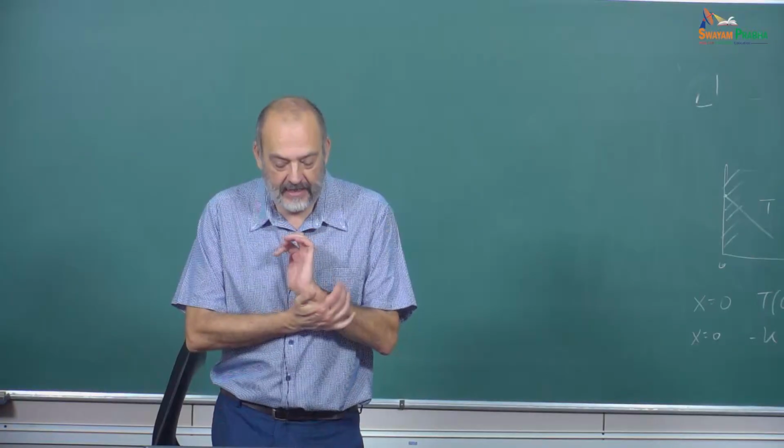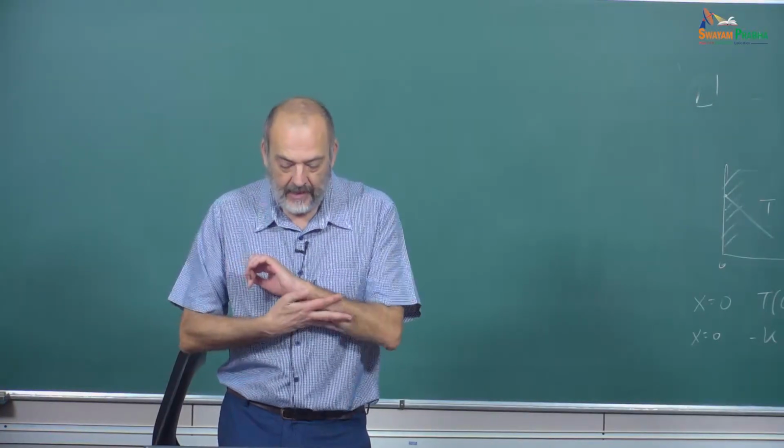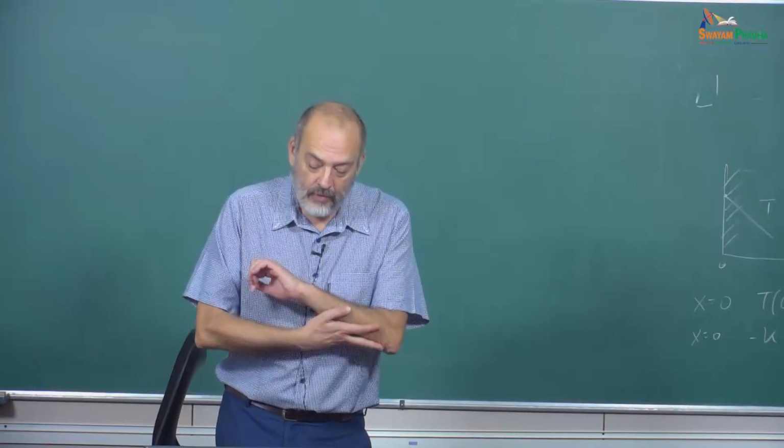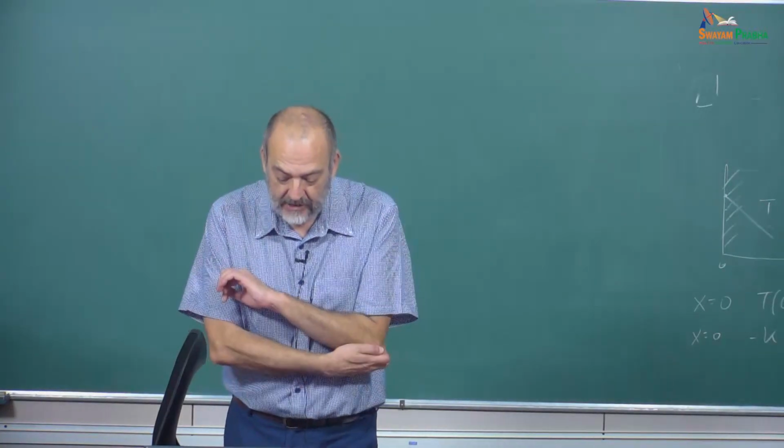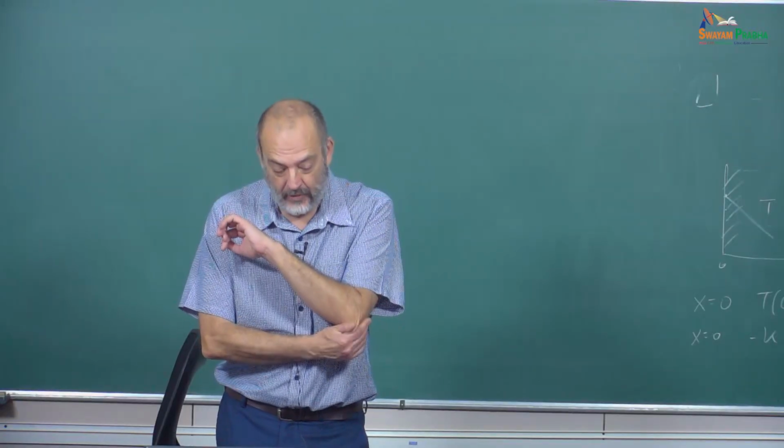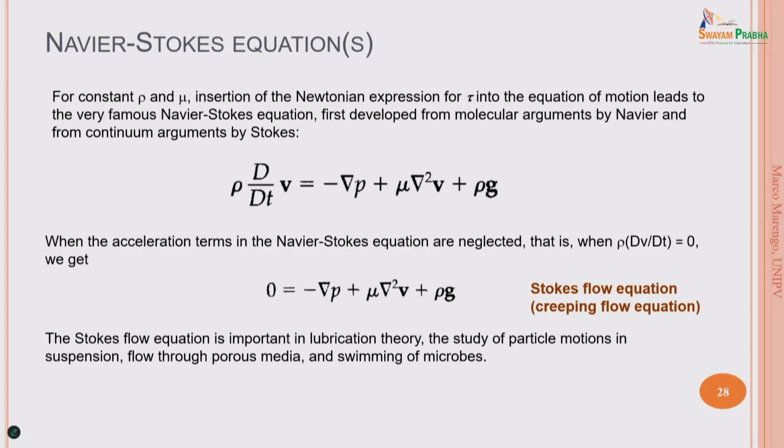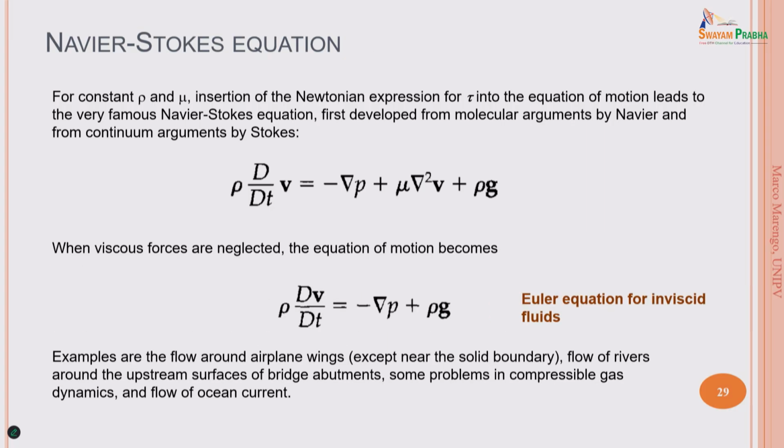And if the acceleration terms, so the dv over dt, are negligible, are very small, we can write this equation in this form, that is the so-called Stokes flow or creeping flow equation, which is very important, for example, for studying particle motions and lubrication conditions and so on. Or, when viscous forces are neglected, so this term is gone, we can write this equation as a simplified equation for inviscid fluid, that is the so-called Euler equation for inviscid fluid.